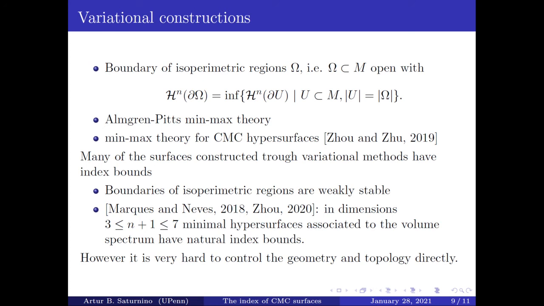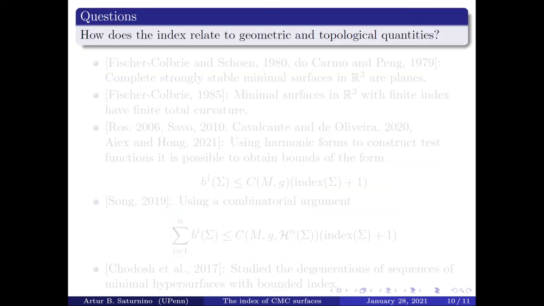But on the other hand, it's very hard to control the geometry and the topology of the surfaces which come from these variational constructions. So a very natural question is how the index relates to geometric and topological quantities. On one side we have this variational quantity called the index, but we're talking about hypersurfaces, so geometry and topology are really something we're interested in.